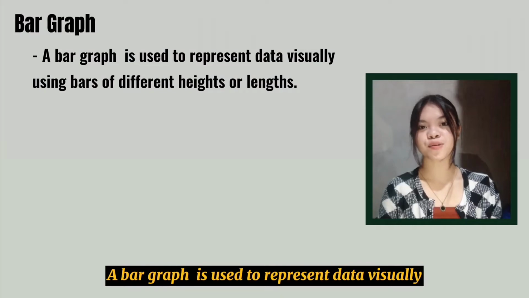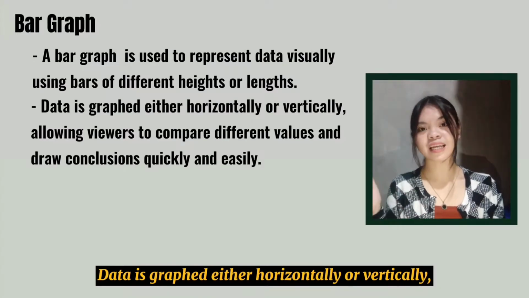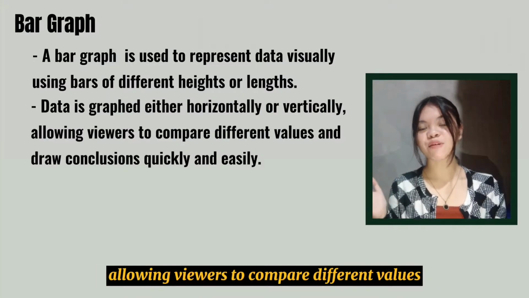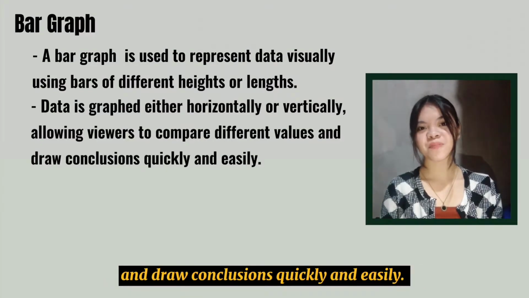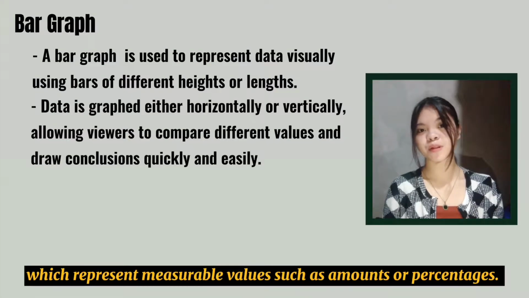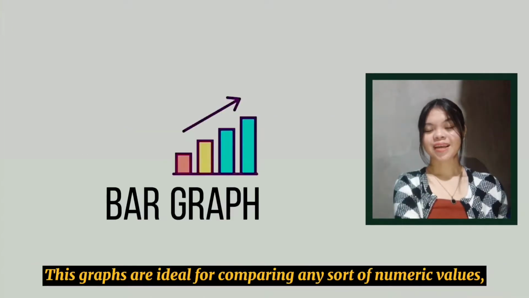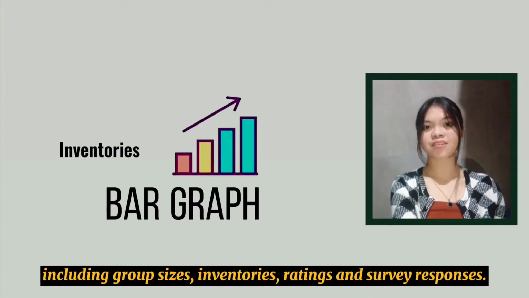A bar graph is used to represent data visually using bars of different heights or lengths. Data is graphed either horizontally or vertically, allowing viewers to compare different values and draw conclusions quickly and easily. A typical bar graph will have a label, axes, scales, and bars, which represent measurable values such as amount or percentage.